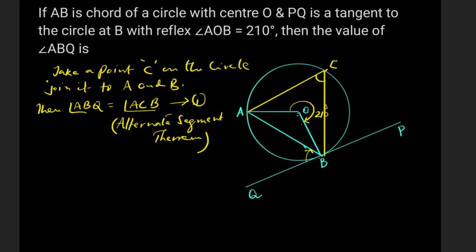Again, another theorem is there. Suppose this angle is 210, the reflex angle. Then what is this angle? The complete angle around the center is 360 degrees. If this reflex angle is 210, this angle will be 150, you know. This angle AOB is 150.